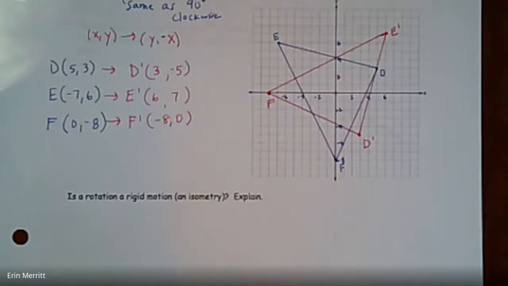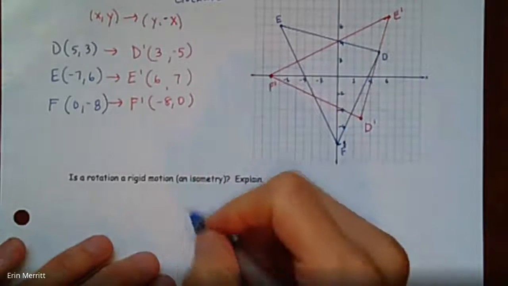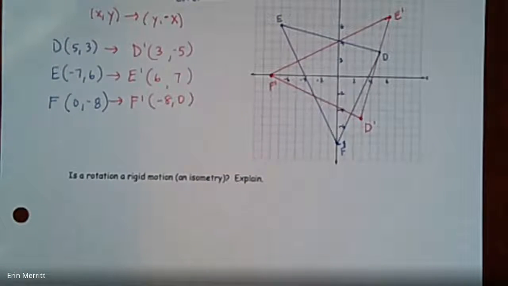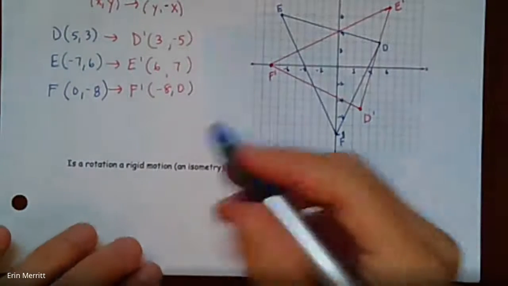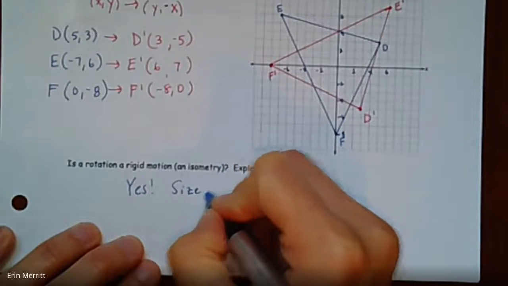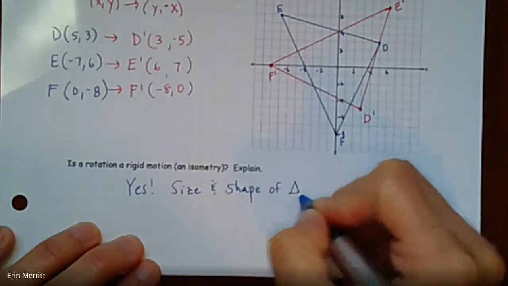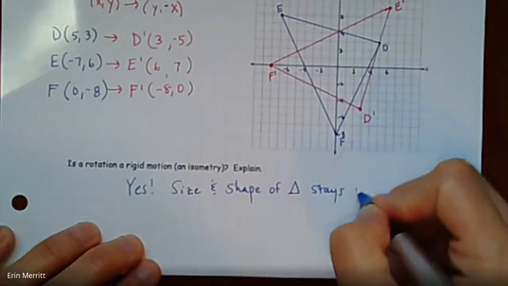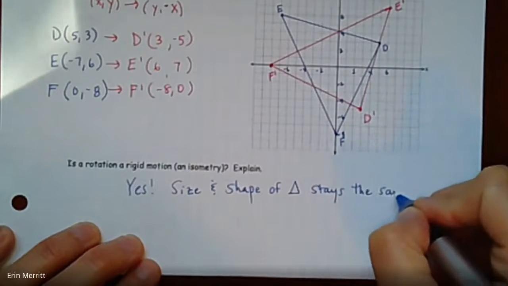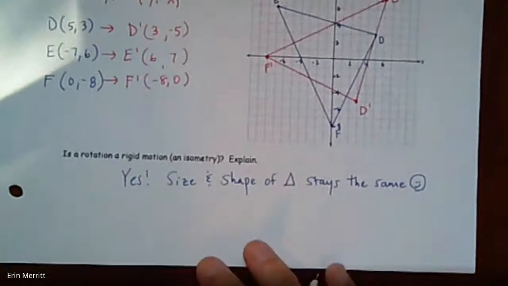All right, last part. Is a rotation a rigid motion or an isometry? If you remember, an isometry means the shape and size stay the same. Well, absolutely. The shape and size did not change at all. So yes, the size and shape of the triangle stays the same. Yay. There we go.